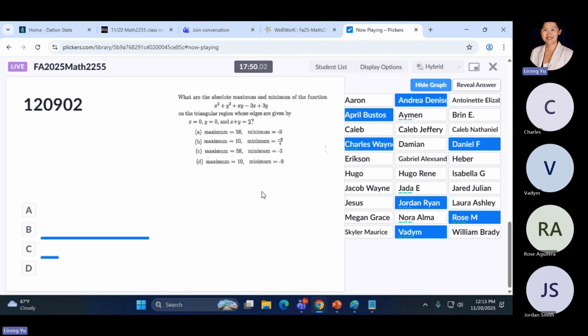Anyway, so what do you have for your answer? You can see there are 2 answers. Which one is the right one? You finish your calculation?